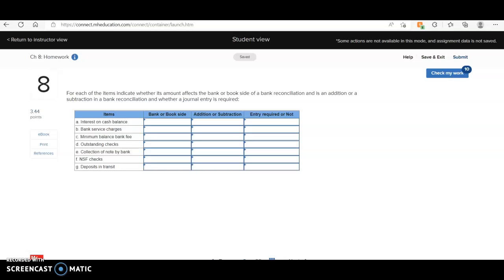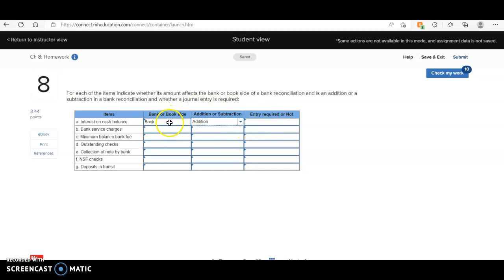So it starts out and it says interest on cash balance. All right, so we have to think about this. Who knows that there's an interest on the cash balance? Well, the bank does. The bank is the one telling you how much interest you've earned. So if the bank already knows, that means they're telling us. So we're going to be doing a book adjustment for that one. So we're going to key book entry on this side. All right, so because it's interest that's earned, that means we're going to be adding it to the book side. So it's interest we've earned, which is an addition.